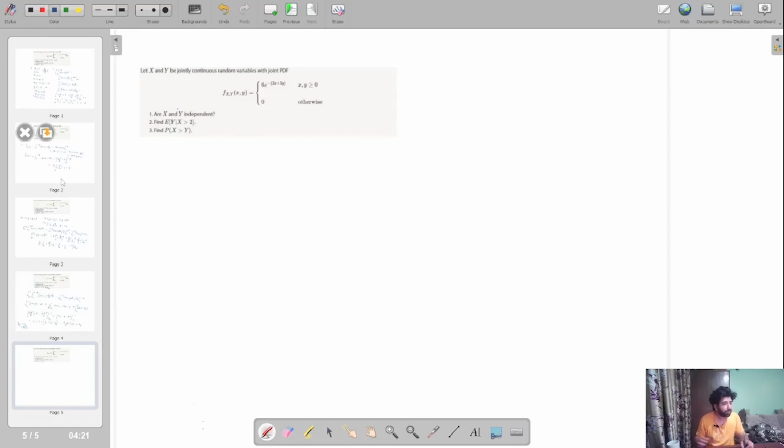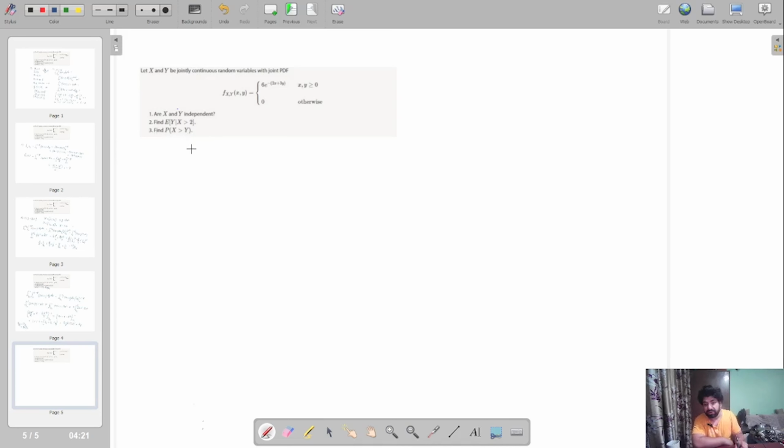Alright. So coming to the next problem, what we have here is a jointly continuous random variable with the joint PDF function given to us, and we have to verify whether x and y are independent. In order to find out if x and y are independent or not, I have to calculate the marginal PDF of x, then the marginal PDF of y, and then multiply them to find out whether the function f(x,y) equals f(x) times f(y). So let me show you the working of this.